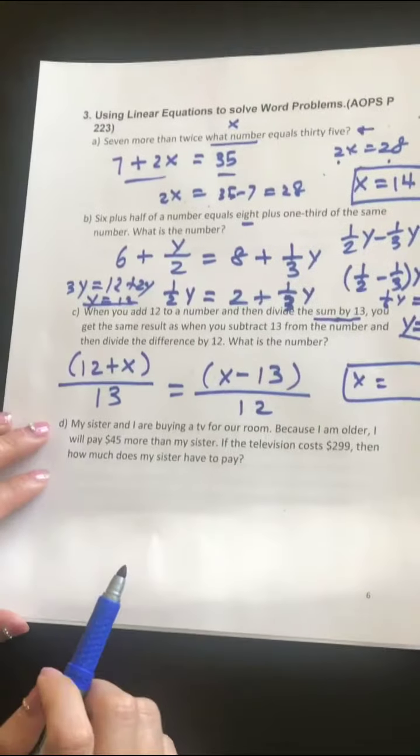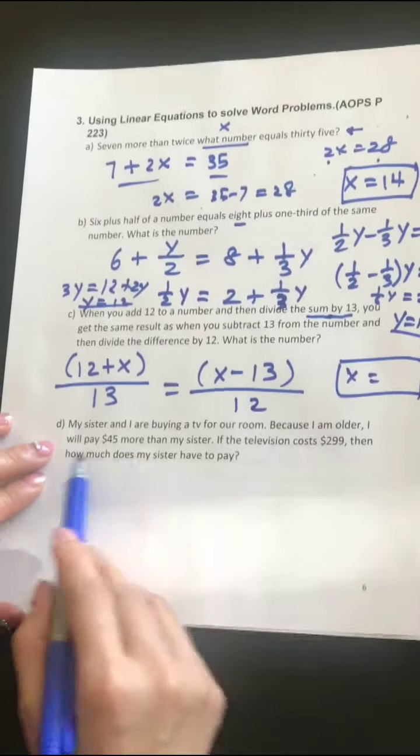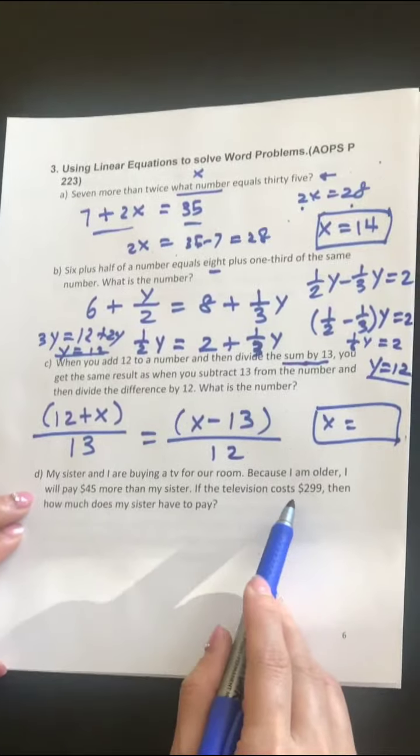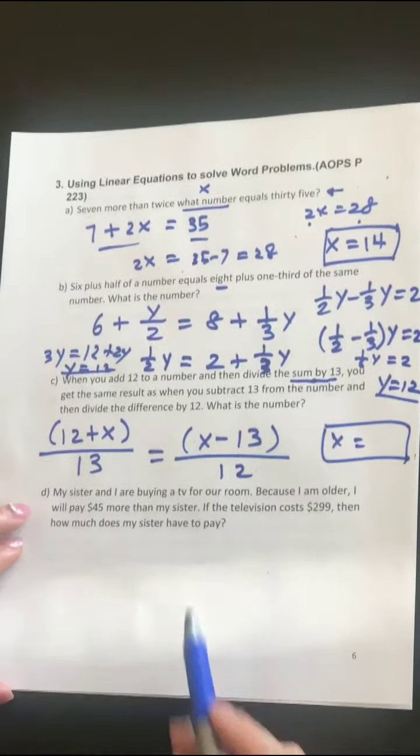Part D, my sister and I are buying a TV for our room. Because I'm older, I'll pay $45 more than my sister. If the television costs $299, then how much does my sister have to pay?